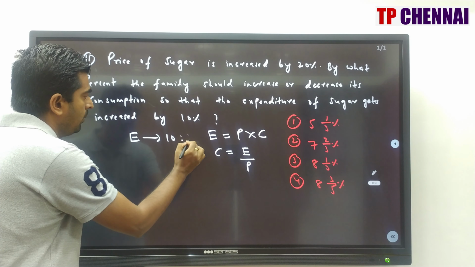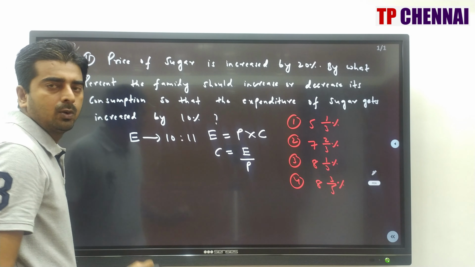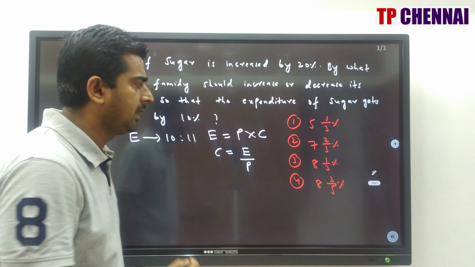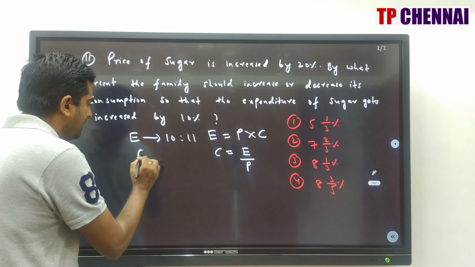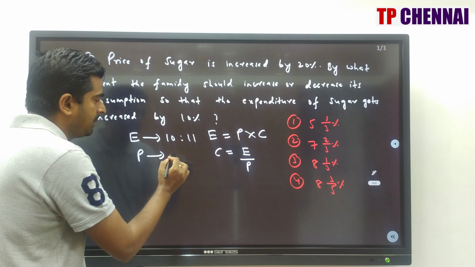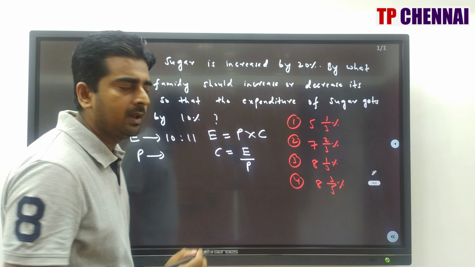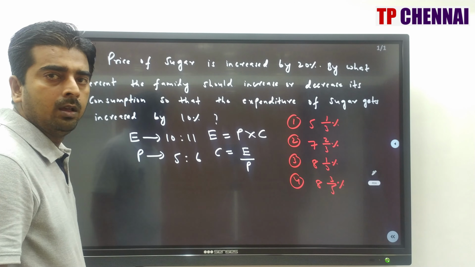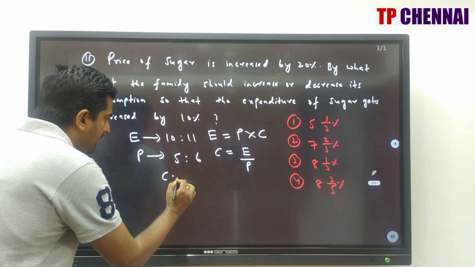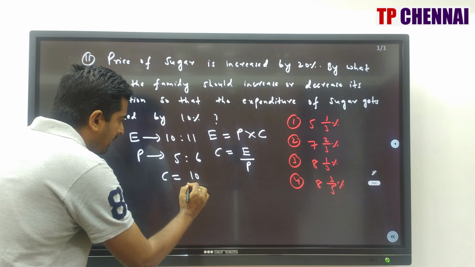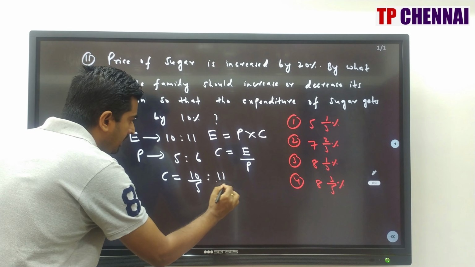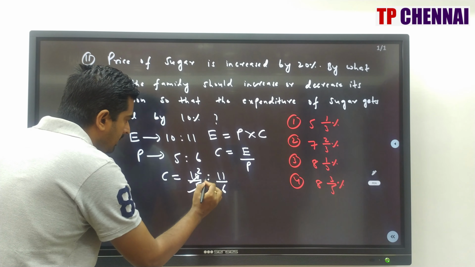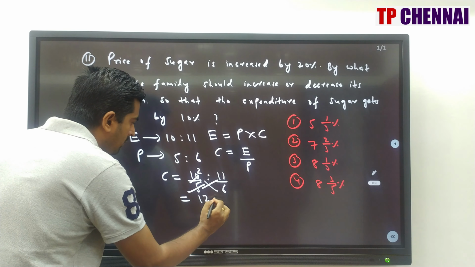Expenditure ratio what they have given you, expenditure is increased by 10%. Initial value is 10, now one increment is there, it will be 11 because 10% fraction value is 1 by 10. Then what about price? Price is increased by 20%. What is 20% fraction value? 1 by 5. So this is 5, this is 6. So consumption is nothing but expenditure by price. So 10 by 5 and this is 11 by 6. 5 2s are 10, do cross multiplication, 12 is to 11.